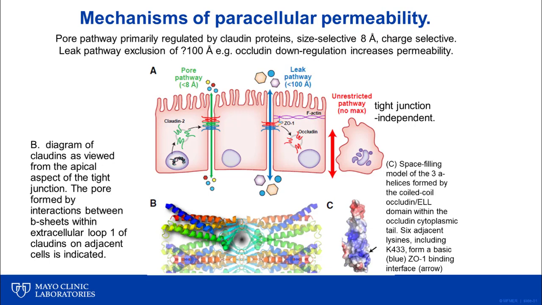And then the leak pathway, where the mechanisms prevent the passage of molecules normally. But if it's damaged, then you can have molecules of up to 100 angstrom coming through. And this is where the leak pathway may be more relevant. Of course, if you have damage to the mucosa, apoptosis or ulcers, then you have an unrestricted pathway and easy passage of antigens and other injurious materials through the epithelium.